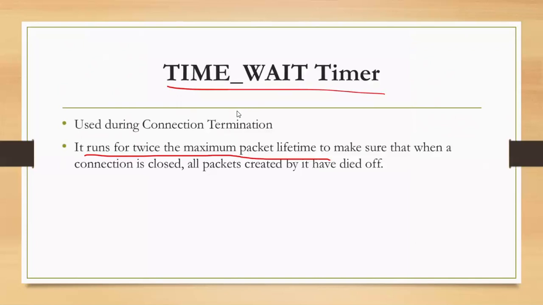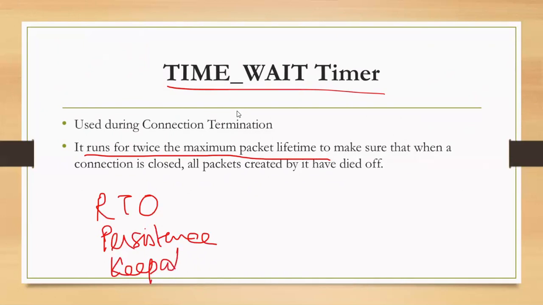In today's video, we have talked about the various timers that are used in TCP. You had the round trip retransmission timeout. We have the persistence timer, the keep alive timer, and the time wait timer. So these are 4 commonly used timers in TCP.